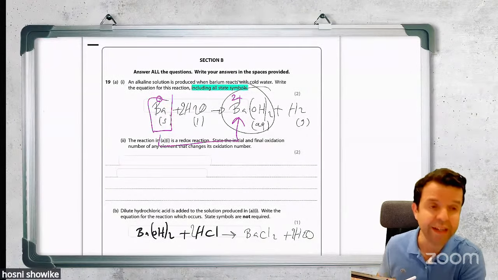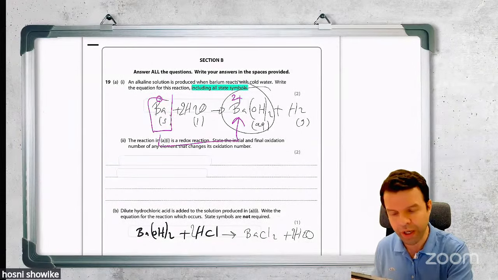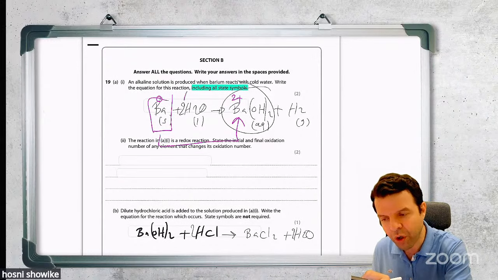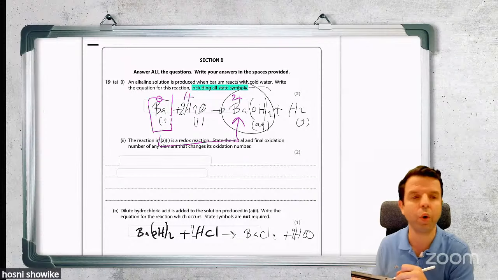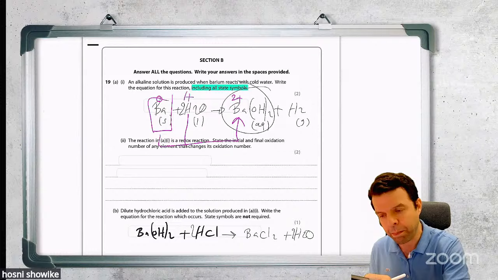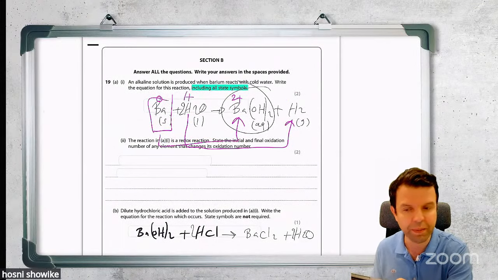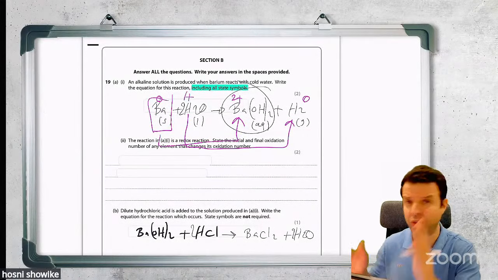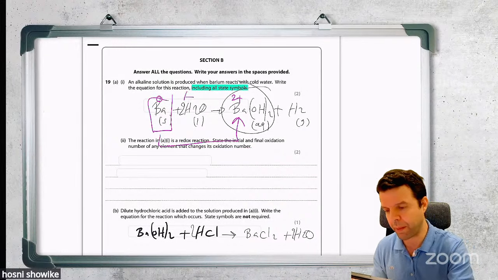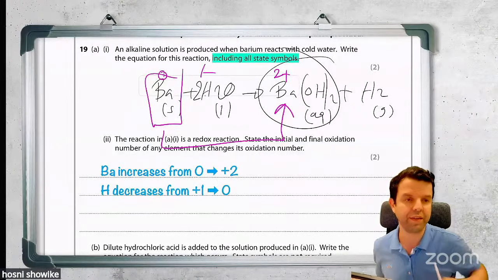If something gets oxidized, something else must be getting reduced. So what is getting reduced here? The only other species I have here is hydrogen. Hydrogen's oxidation number is 1 plus 99% of the time. But here, when it becomes hydrogen gas, how much is this oxidation number going to be? It's going to turn 0 because this molecule is separate. So I'll tell them simply that barium got oxidized while hydrogen is getting reduced.